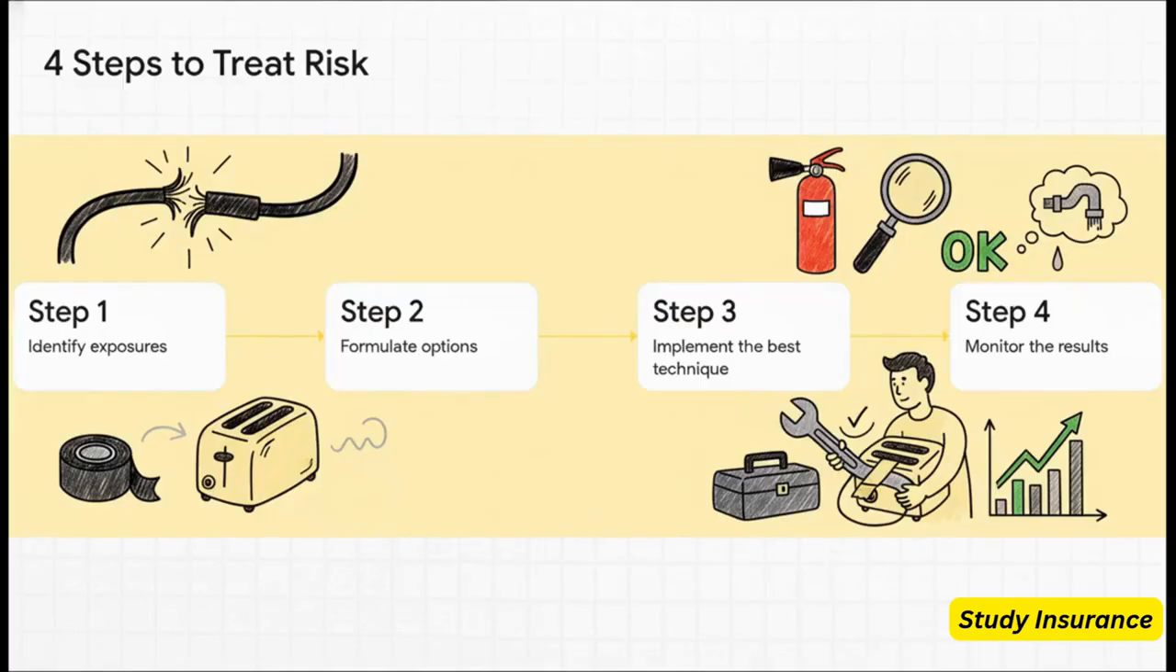And here is the playbook itself. Risk managers basically follow these 4 steps. First, they identify what could possibly go wrong, like finding that frayed cord. Second, they figure out what their options are. Should they repair it, replace the whole toaster, maybe just buy a fire extinguisher? Third, they pick the best option and they actually do it. And finally, they monitor the situation to make sure their solution is working and that no new risks have popped up.